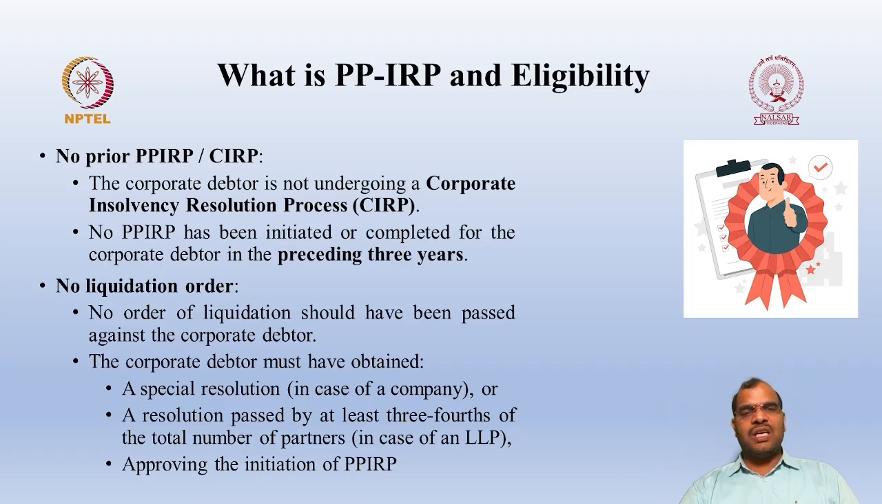The resolution should approve the initiation of PP-IRP. What should be the agenda of the meeting? The agenda of the meeting must be to approve the PP-IRP. So you should have passed the special resolution in case of a company. In case of an LLP, the application must be approved with a 3/4 majority.